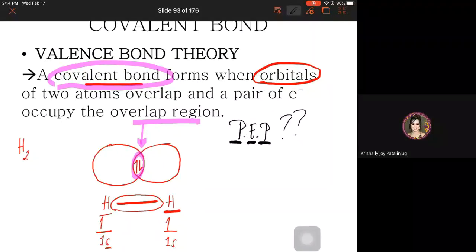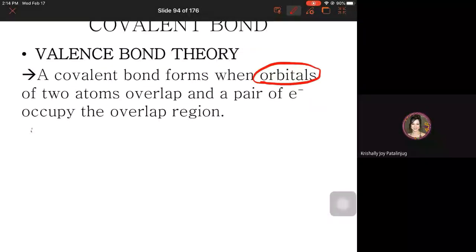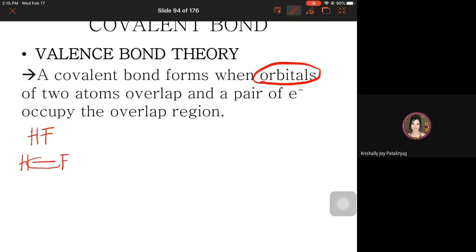So this would be the simplest case for valence bond theory: how a covalent bond is formed in a hydrogen gas molecule. You have 1s orbitals of 2 hydrogens. They overlap and electrons are being paired. Another simple example would be the formation of a covalent bond in the molecule of hydrofluoric acid. So how is this covalent bond formed? All right, so no problem with hydrogen.